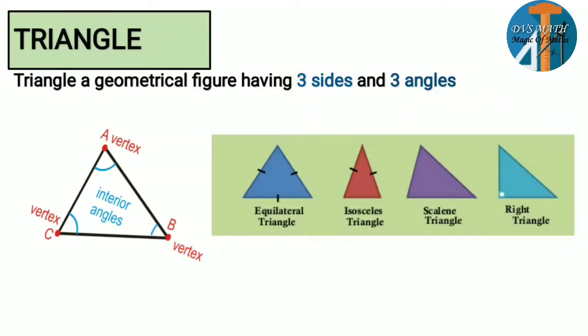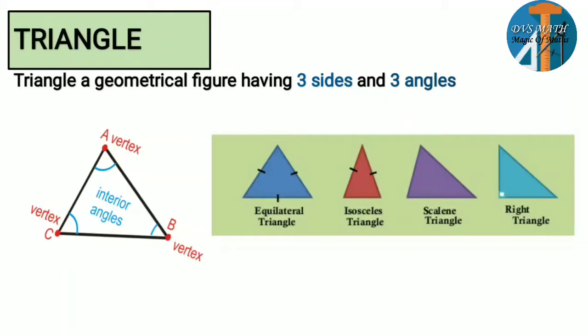So if you consider a triangle ABC, it has three vertices, A, B and C. AB is one side, BC is another side, AC is another side. That means it has three sides and three angles: angle A, angle B, and angle C.